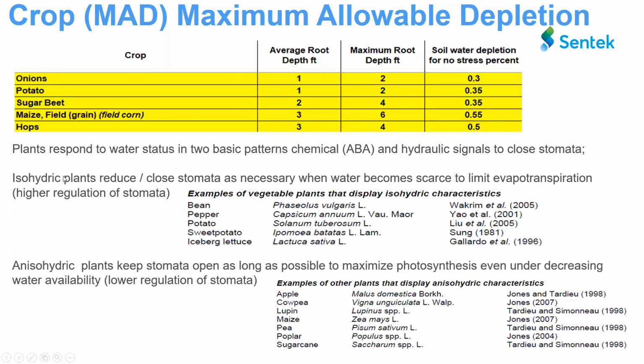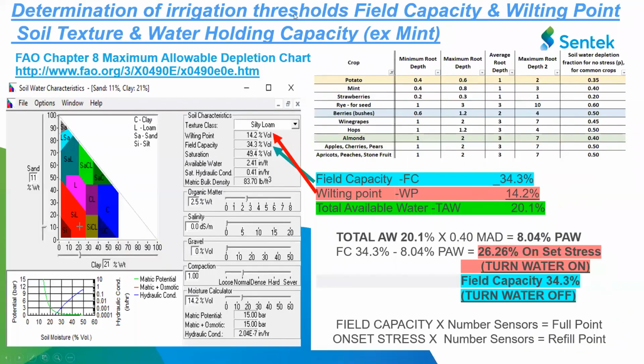So this is how we basically determine how we're going to manage our crop in two major classes of stomata reaction. And actually, there's research based on also number of stomata by electronic microscopes on the surface of any given leaf. And then we're just going to go through a quick exercise in regards to determining field capacity and wilting point by soil texture and water holding capacity.